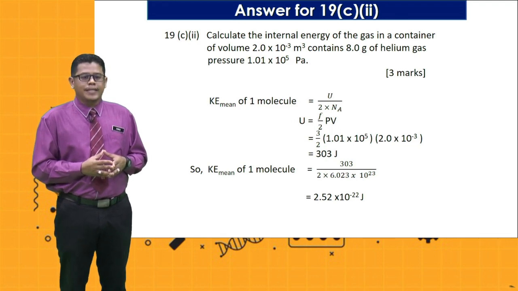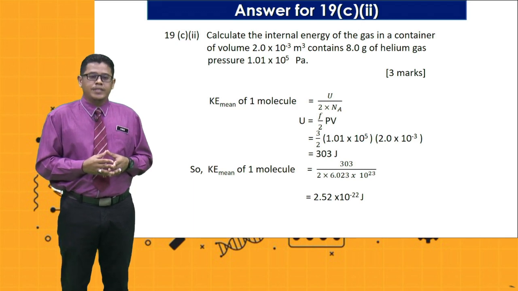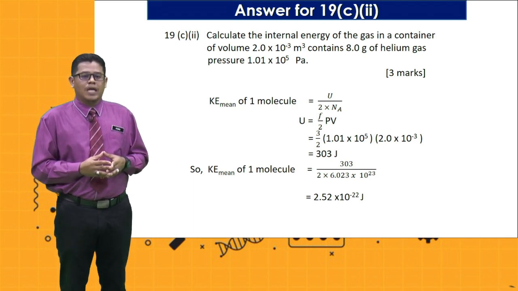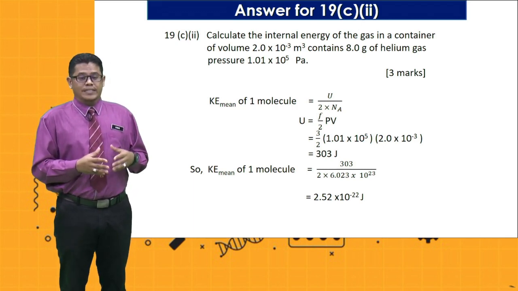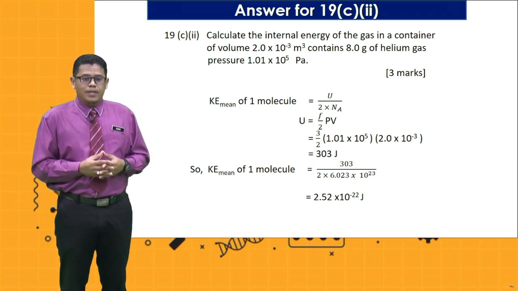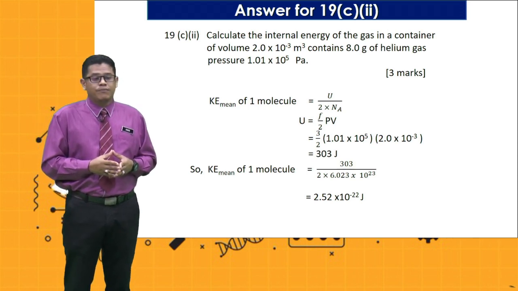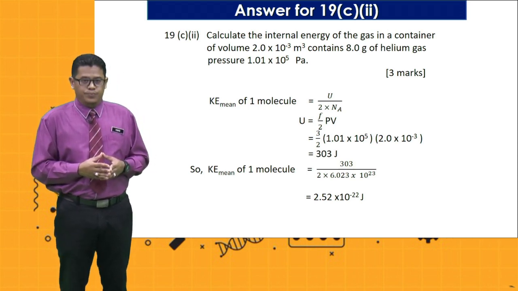So the mean kinetic energy of one molecule is equal to 303 divided by 2 times the Avogadro number, that is 6.023 times 10 to the power of 23. So it will become 2.52 times 10 to the power of negative 22 joule.